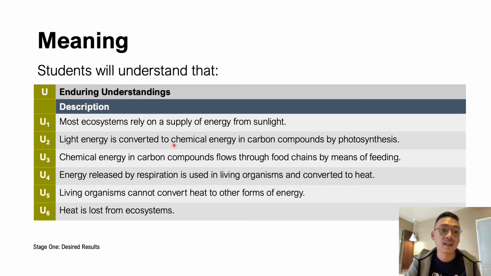They will understand these enduring understandings and their following descriptions, 1 to 6. That most ecosystems rely on the light. The light energy is converted to different forms of energy, and the chemical energy that is stored in carbon compounds is acquired by feeding. This energy is released in the process of respiration and converted to heat, and living organisms can't convert heat to other forms of energy, and the heat is lost from the ecosystem.